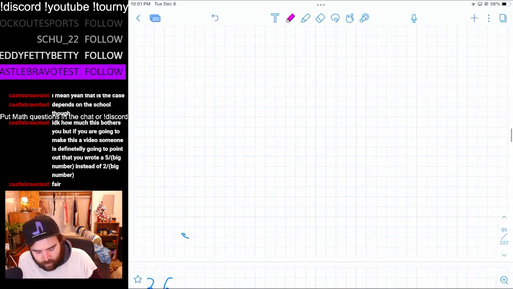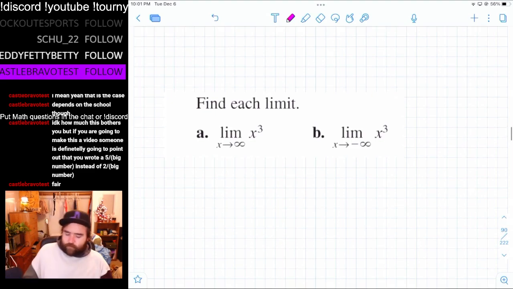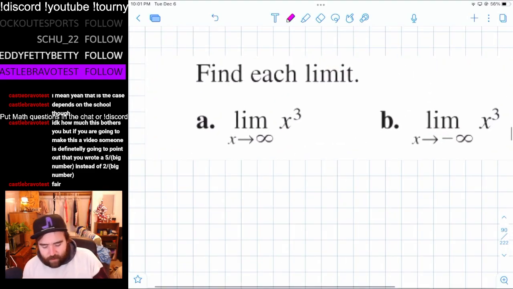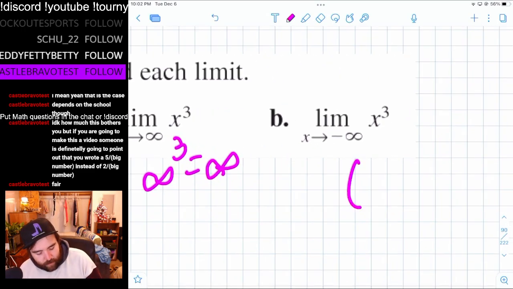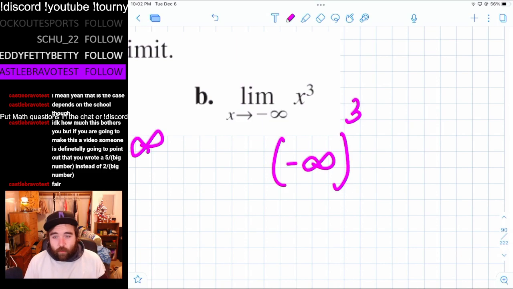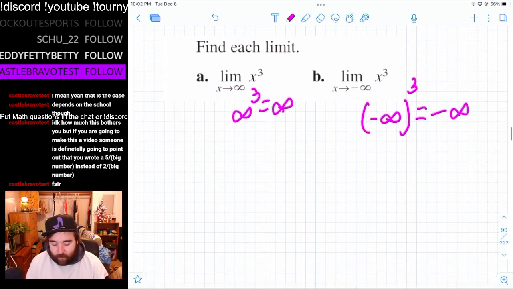All right, so then we're out of the word problems. Now, find each limit. Here, the focus is on infinity versus negative infinity. We had 1 before. This is probably what we should have started with, honestly. So what happens here? We plug in positive infinity. This is not a trick question. It's infinity cubed, which is just positive infinity. When you do negative infinity cubed, the negative works just like a normal negative: negative times negative times negative. So it remains negative, but still infinity. So negative infinity.